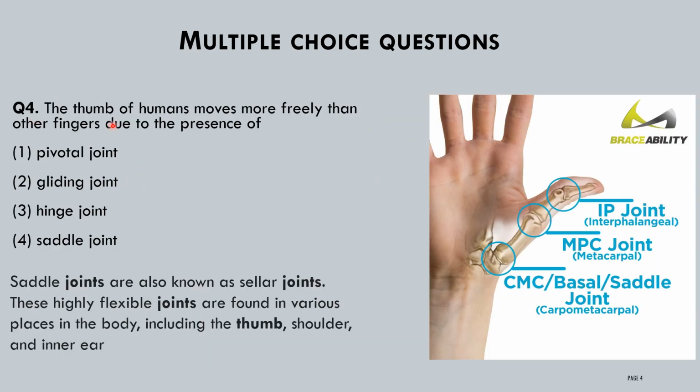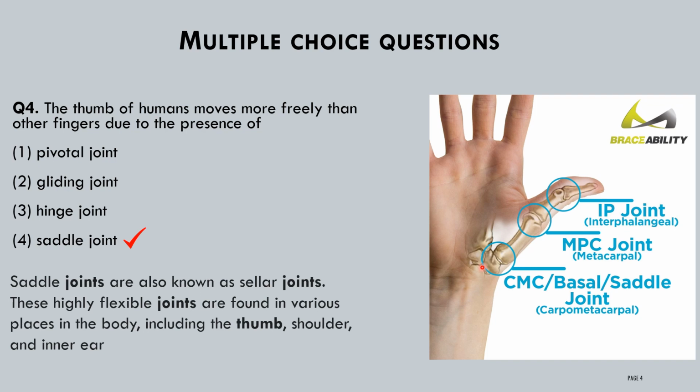Fourth one: the thumb of humans moves more freely than other fingers due to the presence of which type of joint? It is responsible for the free movement of the thumb. They are asking the question. First option, pivotal joint. Second, gliding joint. Third, hinge joint. Fourth, saddle joint. The correct answer for this question is saddle joint. You can see here three different joints responsible for the movement of the thumb. This is the main one, the saddle joint.